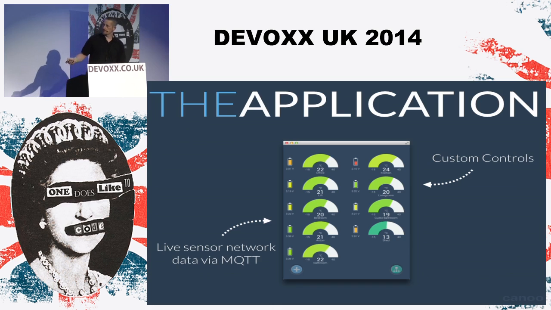And these, for example, are the data from my sensor network that I have at home. And this data is also coming via MQTT. So I ask, for example, on the network for the data via an MQTT message, and then the MongoDB will publish the stuff back via MQTT to the application. And this is also, again, custom controls that I wrote myself.